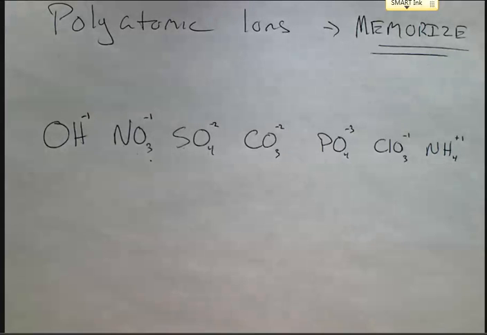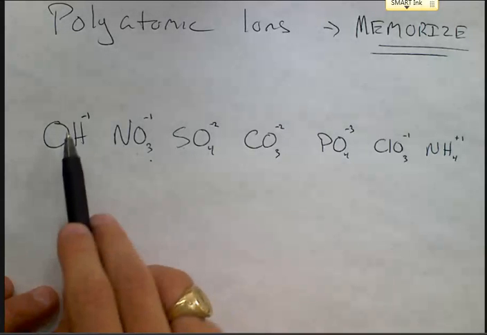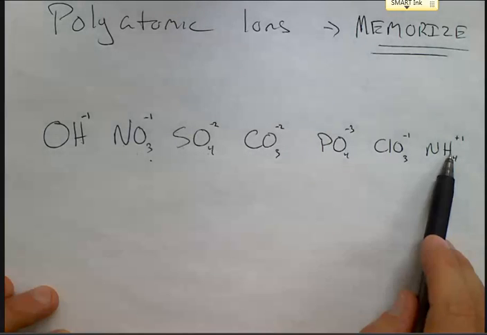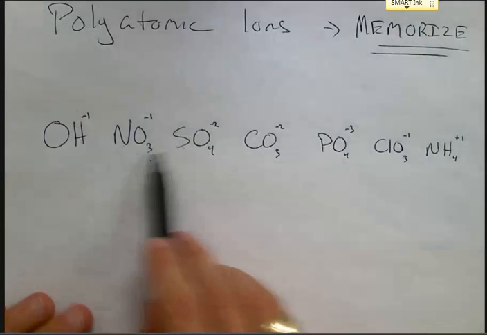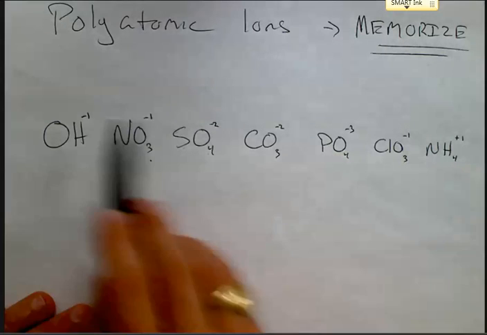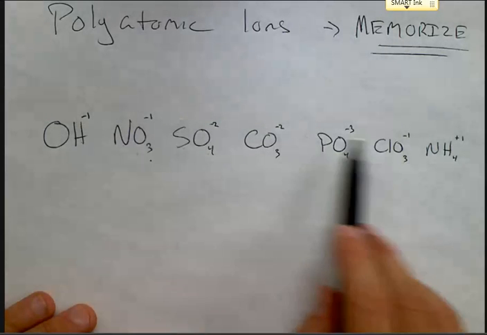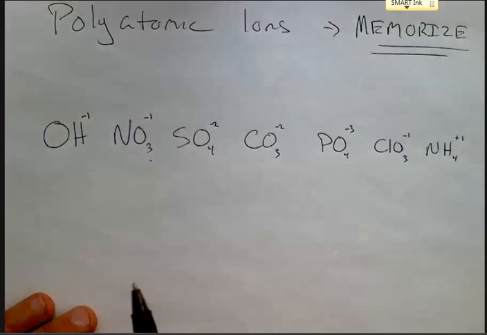So, in summary, oh no, Sokopo, clone. Skip 1, 3, 4, 3, 4, 3, 4. -1, -1, -2, -2, -3, -1, +1. All the patterns you need to write out your polyatomic ions.